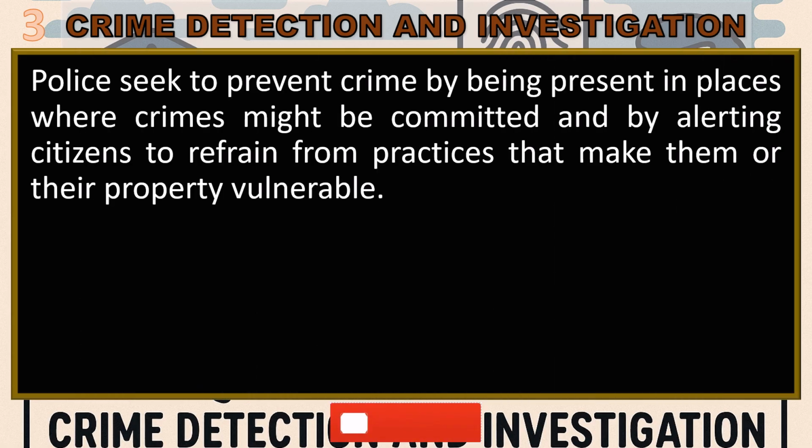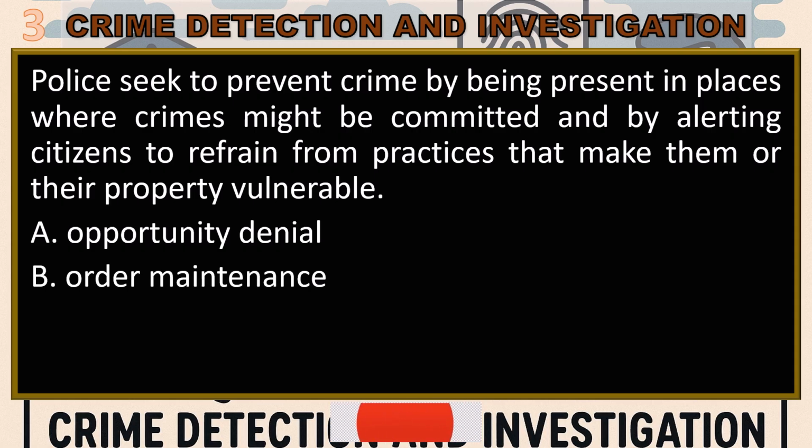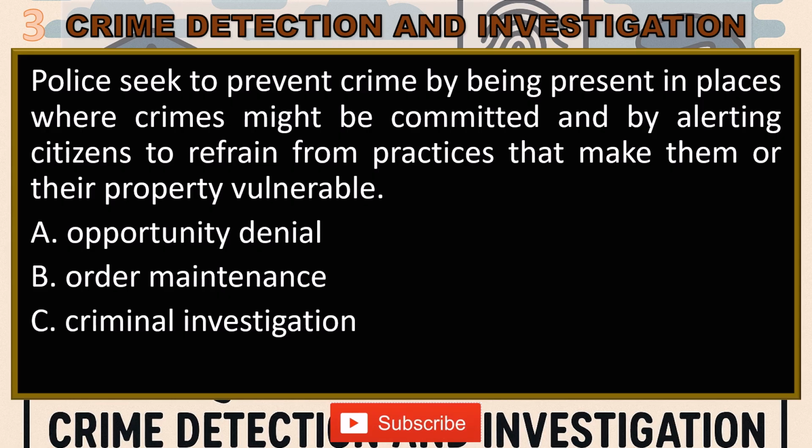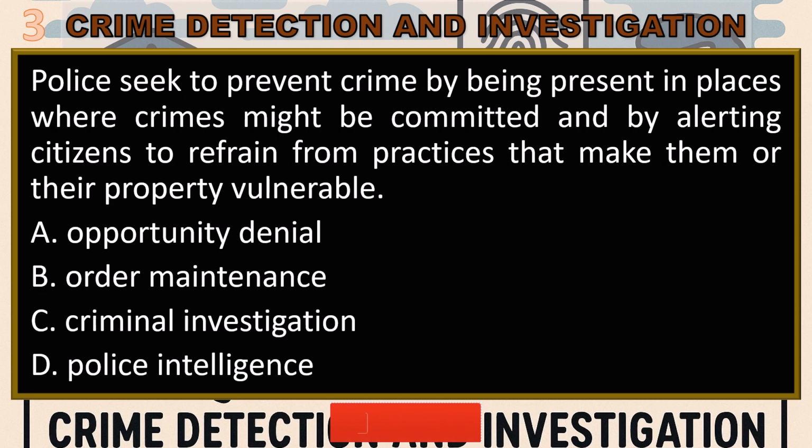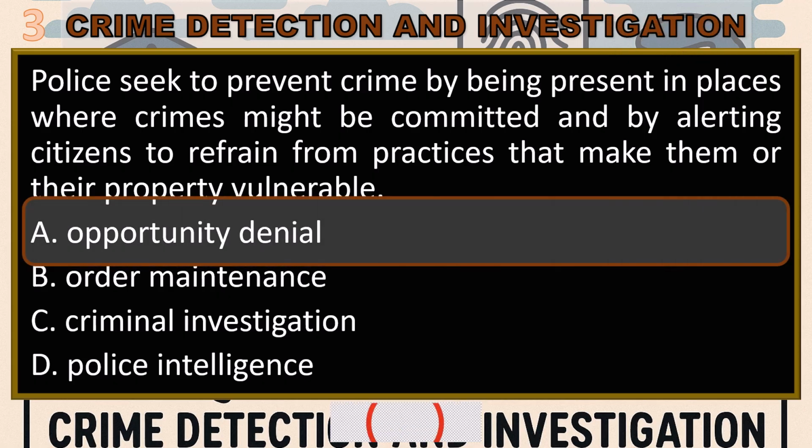Police seek to prevent crime by being present in places where crimes might be committed and by alerting citizens to refrain from practices that make them or their property vulnerable. Letter A opportunity denial. Letter B order maintenance. Letter C criminal investigation. Letter D police intelligence. In the next 5 seconds, select the best response from the available options. The letter of the correct answer is A, opportunity denial. Police seek to prevent crime by being present in places where crimes might be committed and by alerting citizens to refrain from practices that make them or their property vulnerable. It is called opportunity denial.